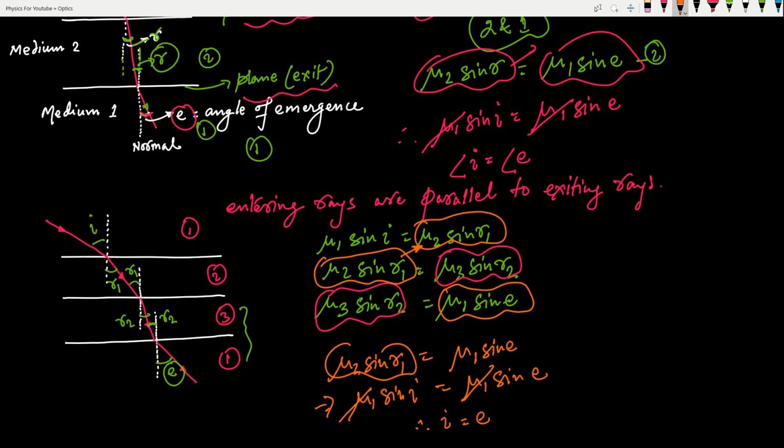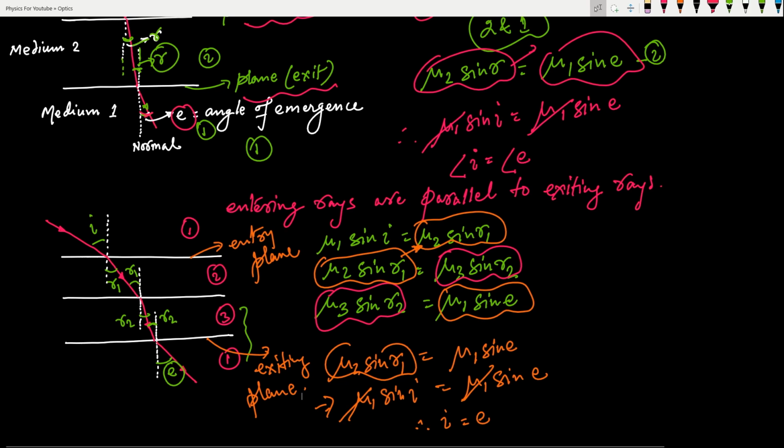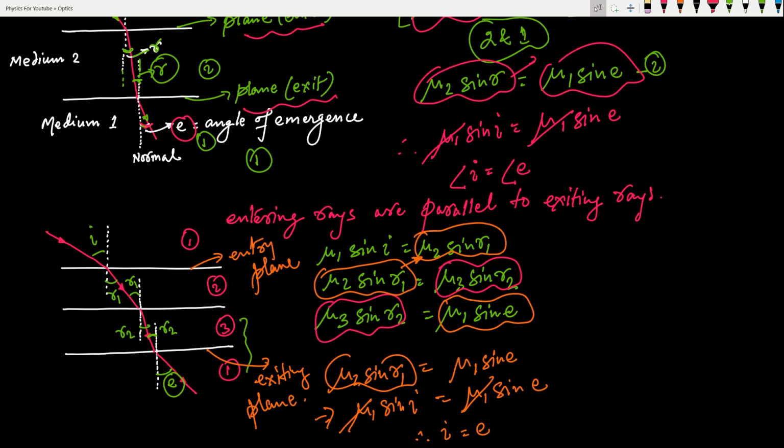Why? Because the entry plane and the exiting plane are parallel. Whenever the entry plane and the exiting plane are parallel to each other, then the rays entering and the rays exiting out are also parallel to each other. So this is the concept. Whether there are 3 media, or 4, 5, 6, doesn't matter. This is the concept that you need to remember: the rays entering and the rays exiting out in these kinds of situations are always parallel to each other. Once this is clear, now we'll be looking into our last problem and then we'll wrap up this video.